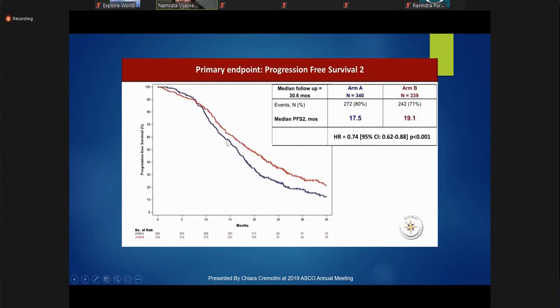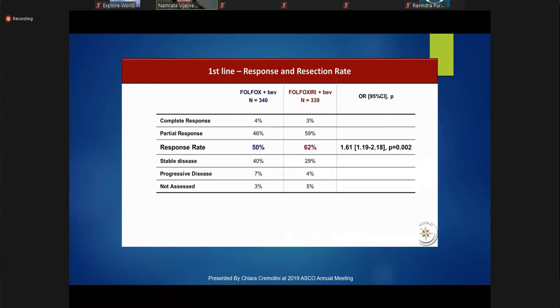The FOLFOXIRI Bev, which is denoted by the red line here, or the arm B, had improved PFS2 by about a month and a half, but it was statistically significant. Interestingly, response rates were better in that setting, which was 62% versus 50%. So, at least in our practice, a lot of our younger patients, like the 46-year-old, if you remember my case, if there is even a questionable path to resection, or if the patient can tolerate it, we always like to do triplet therapy nowadays rather than doublet, based on the results of 2 studies suggesting similar results.